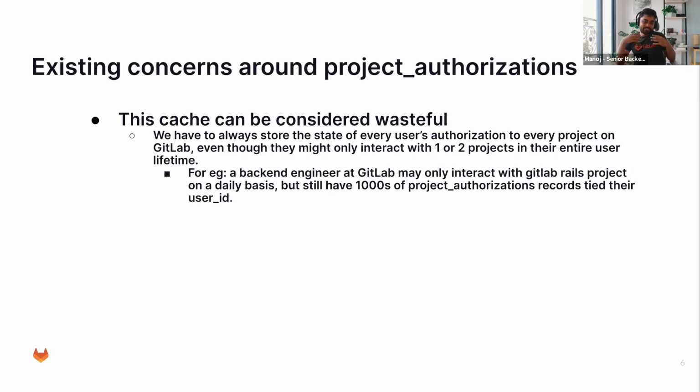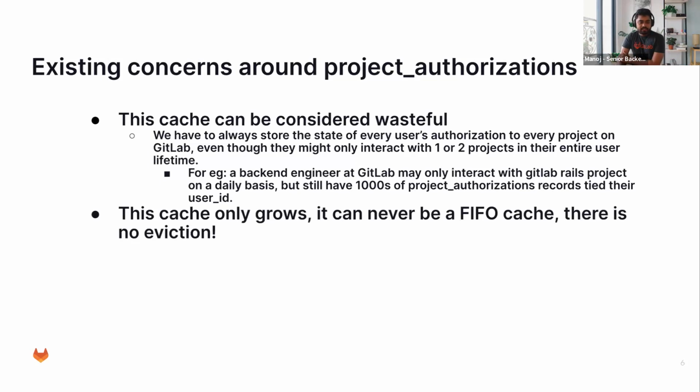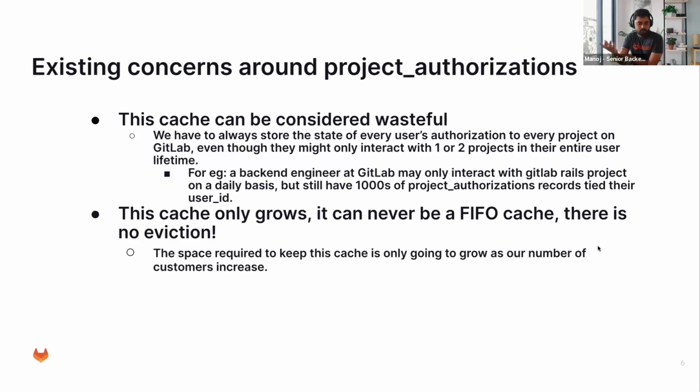In my day job, I maybe go to the handbook repo and the GitLab Rails repo. These are the two projects that I use, but I have entries for all the other 1,000 projects, which is, in a sense, wasteful. The second point is that, like I said, this is a pre-computed value, not really a cache. So it is a cache that only grows. The value will never decrease unless the user is deleted or the project is deleted. So you can imagine that the size of this table is only going to keep growing as GitLab grows.